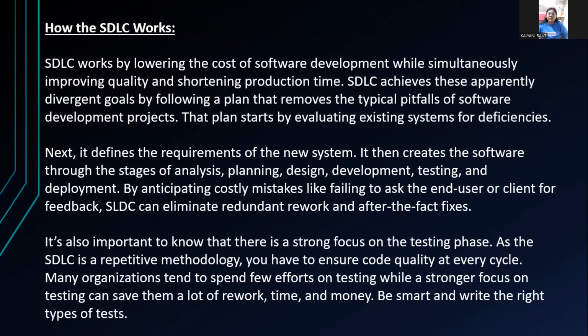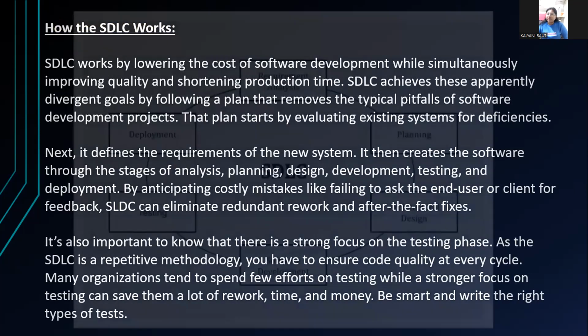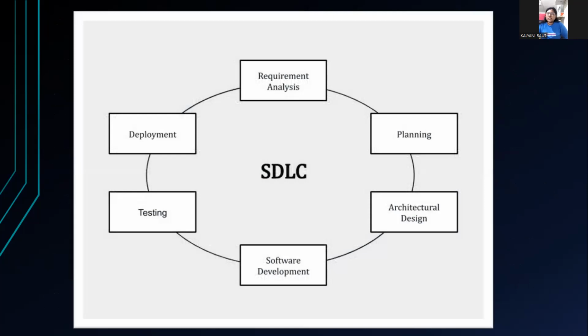Basically, the SDLC model is used to develop a project in a short period of time with good quality. These are the features of SDLC models, like planning. We need to plan how it will work. Then the architectural design, how the app will look like. Then the software development. We need to develop the software for the app. Then test the app. Then deployment, like how we'll deploy it, and the requirement analysis.